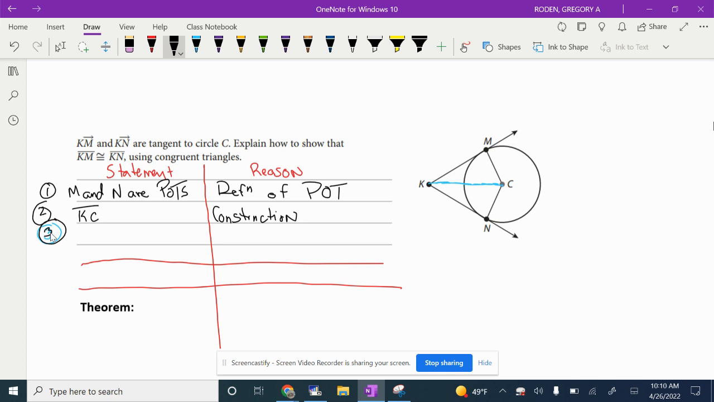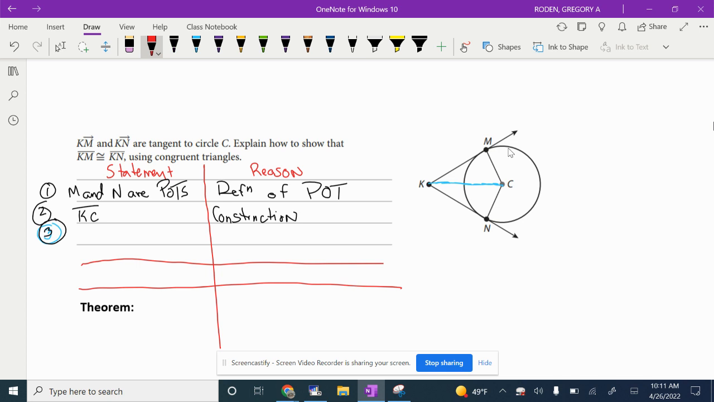So, M, what? So, let's get an angle in there somewhere. Do we know any angles in there? Yes, we do. So angle M is 90 degrees. Angle N. Very good.